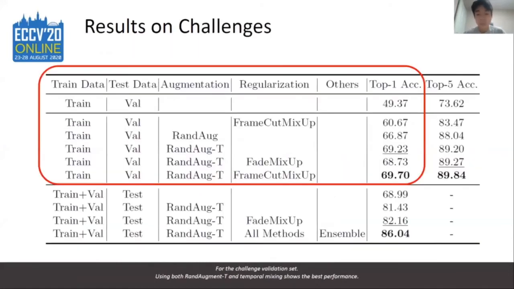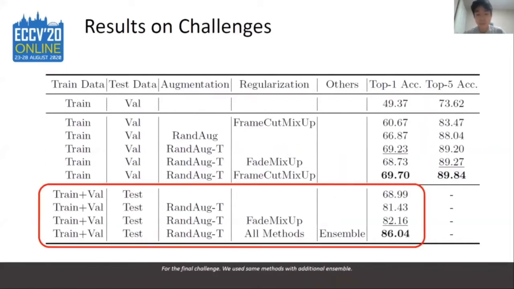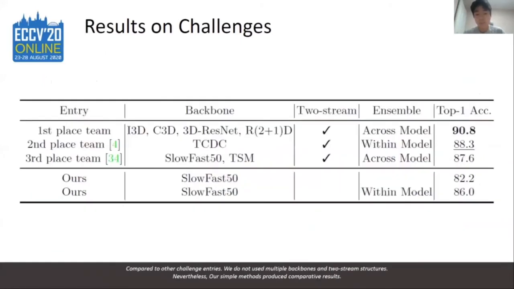For the challenge validation set, using both RandAugment T and temporal mixing shows the best performance. For the final challenge, we use the same method with an additional ensemble. Compared to other challenge entries, we do not use multiple backbones and two-stream structures. Nevertheless, our simple method produces comparable results.